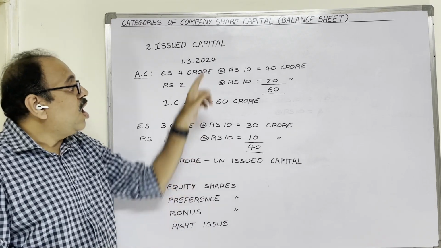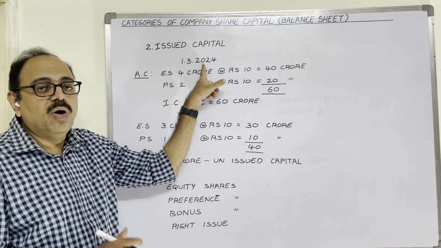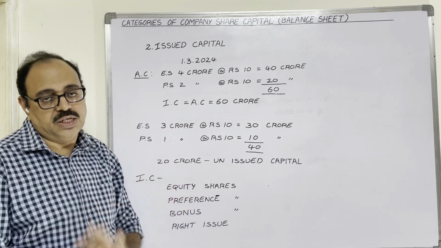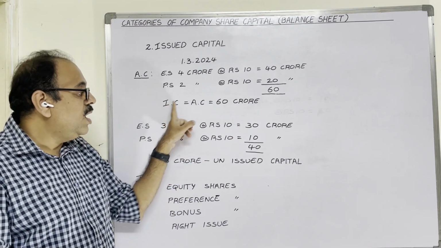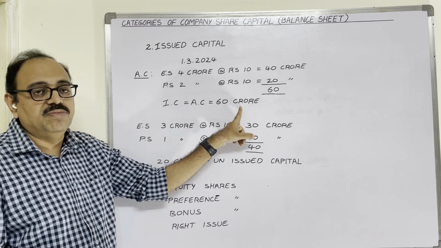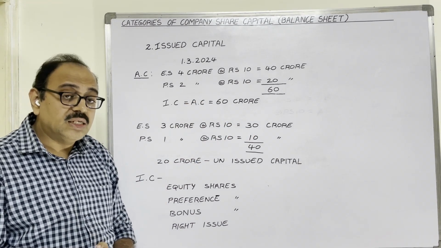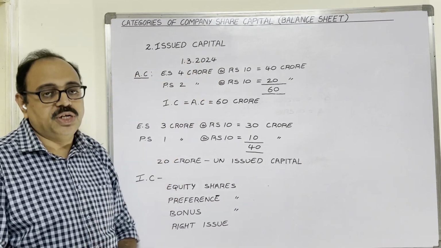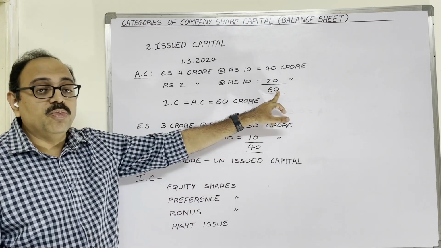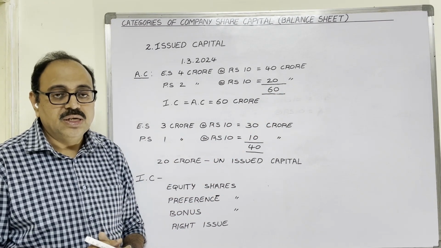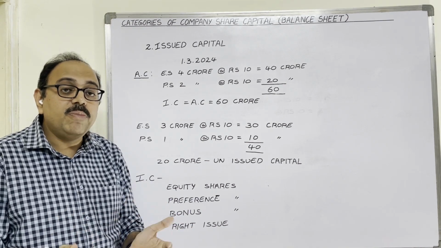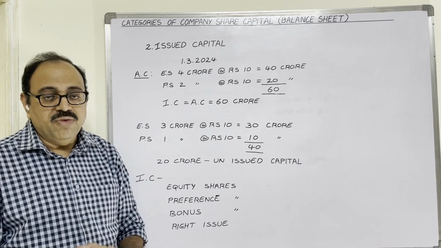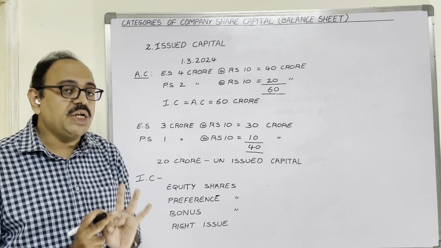Assume that after incorporation, the board of directors immediately decided to collect a total of 60 crore rupees by selling shares. In this case, issued capital and authorized capital are both the same, 60 crore rupees. It doesn't mean that the company should sell all these shares immediately after incorporation. The company collects these 60 crore rupees as per its financial requirements, in multiple stages, whenever money is required. The board of directors takes this decision: when to issue the shares and how many shares are to be issued.